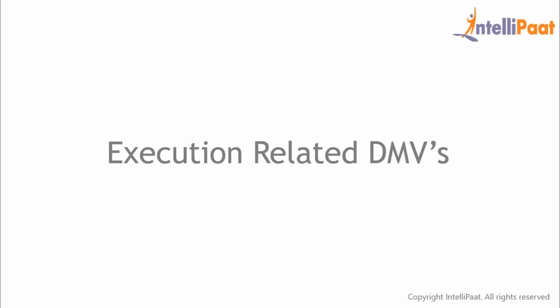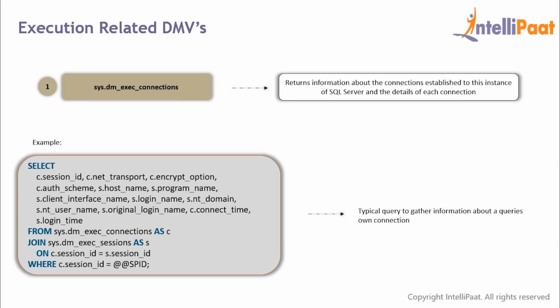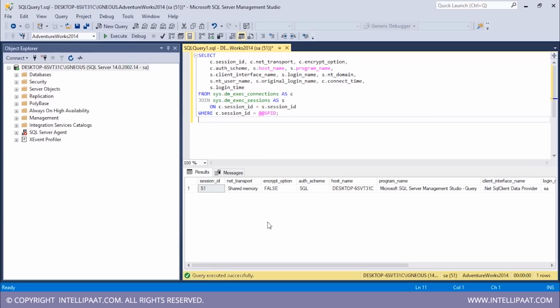Now it's time for the third category of DMVs, which is execution related. So first we have dm_exec_connections, which returns information about the connections established to this instance of SQL Server and the details of each connection. And this command over here is used to gather information about a query's own connection. So for this query, we see that the session ID is 51 and we have other columns as well.